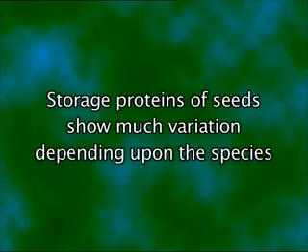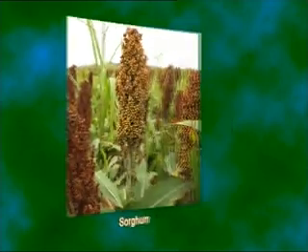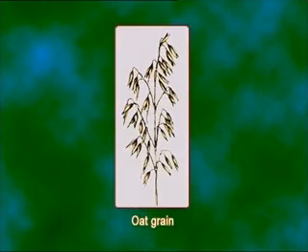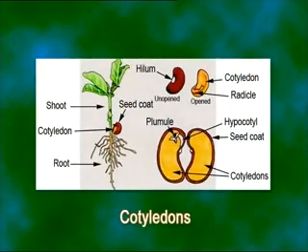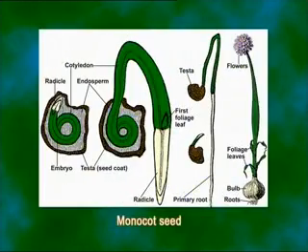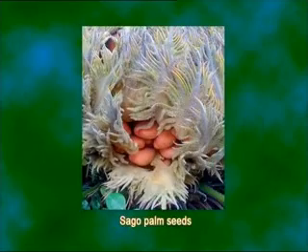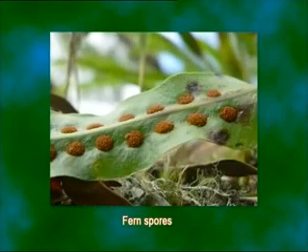Storage proteins of seeds show much variation depending upon the species. For example, the major storage protein in maize, barley, and sorghum is of prolamine type. In wheat, it is glutenin type, and in oats, globulins are dominant. The globulins are the most widely distributed group of storage proteins. They are present not only in dicots but also in monocots, including cereals and palms, and also in fern spores.